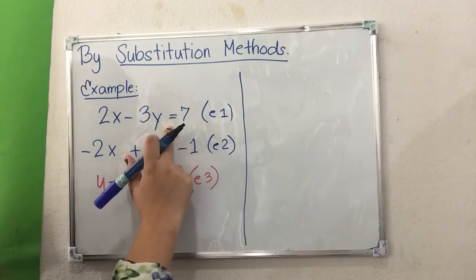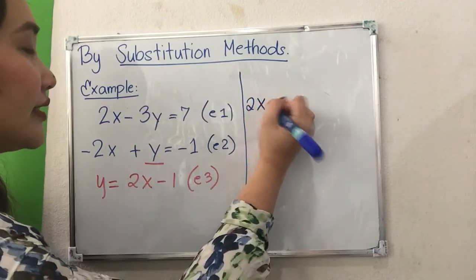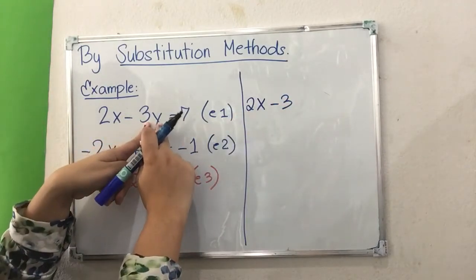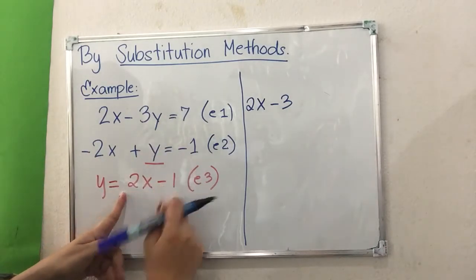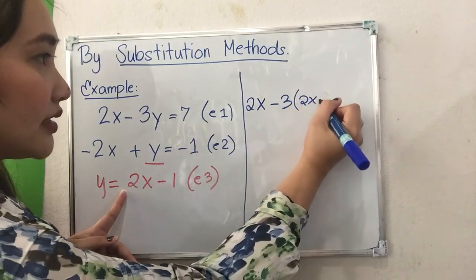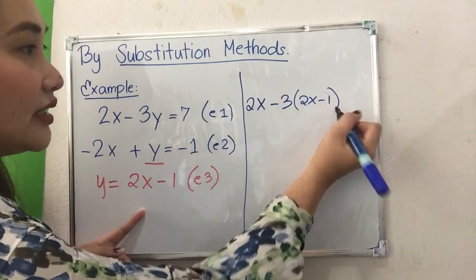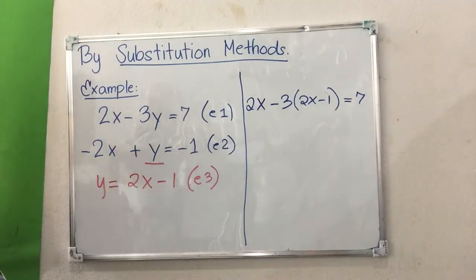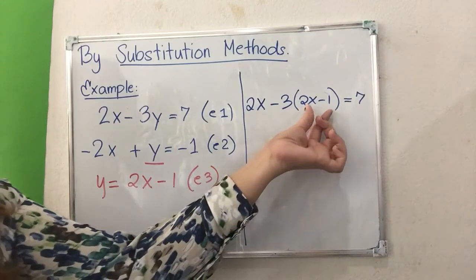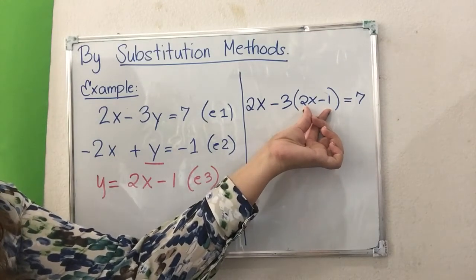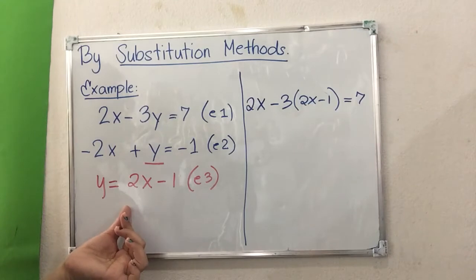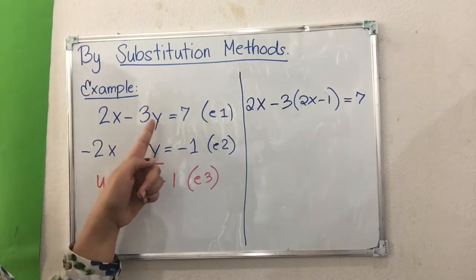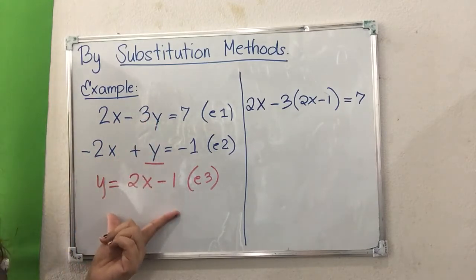Now we will solve this one. We have 2x minus 3. Now we have to change our y. What is the value of our y? 2x minus 1. So we have 2x minus 1, minus, is equal to 7. Where did we get this one again? 2x minus 1 from y. We changed the value of our y in equation 1 to this one.